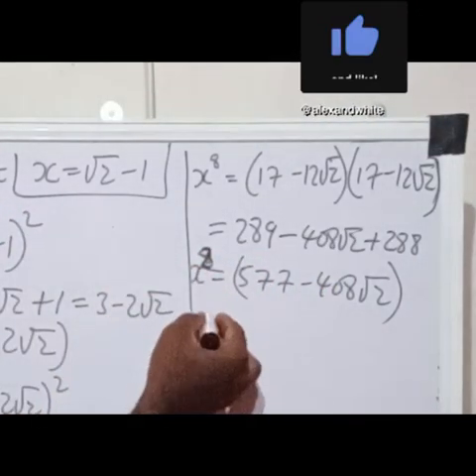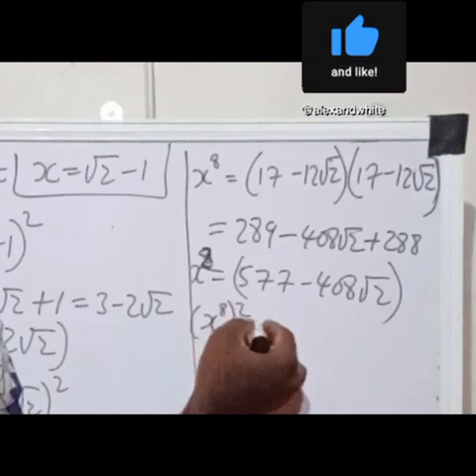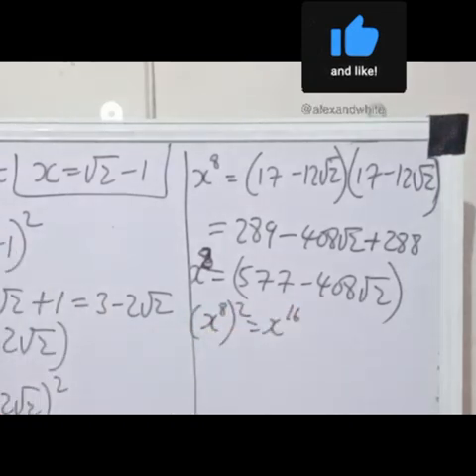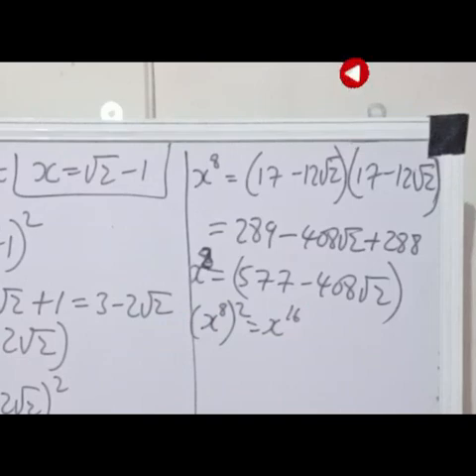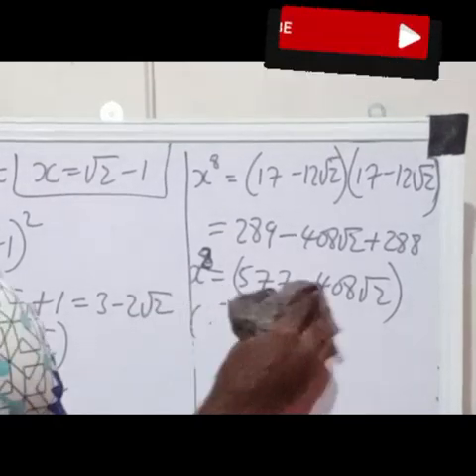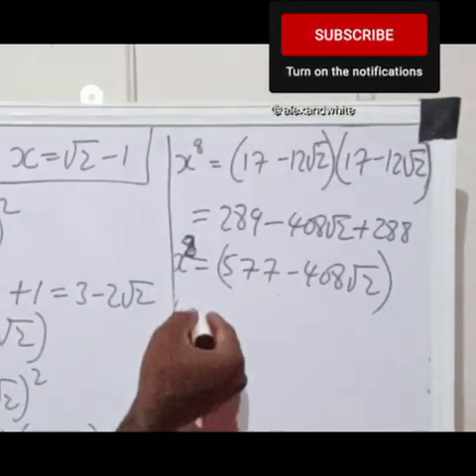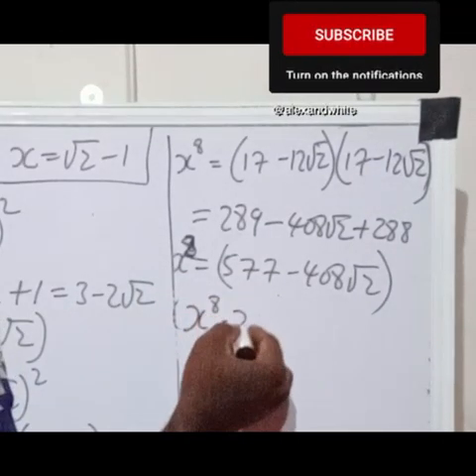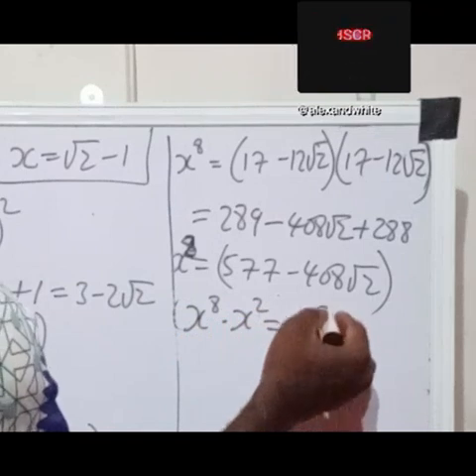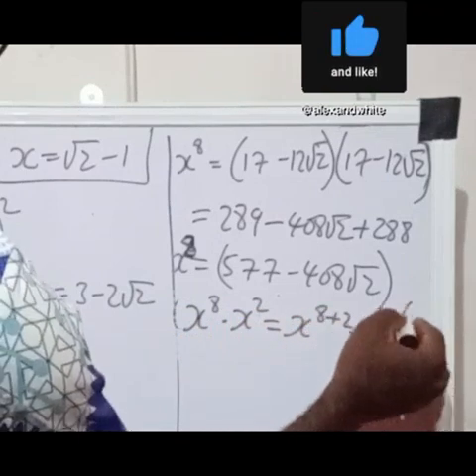If we square this again, x raised to the power 8 raised to the power 2 will give us x raised to the power 16, which is more than what we are looking for, x raised to the power 10. So it is going to be wrong for us to square again. So what then are we going to do? We know that x raised to the power 8 times x raised to the power 2, by the law of indices, is x raised to the power 8 plus 2, which is x raised to the power 10.